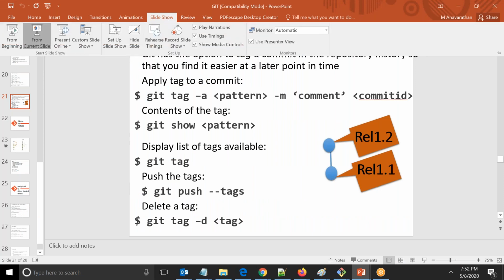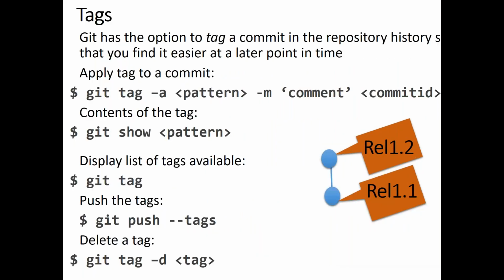Whenever you complete a work, especially when you're trying to give it to QA, we need to apply a tag so that we will know exactly what QA is taking. The same way, whenever we are trying to do a release, at that point of time also we are going to apply a tag. That's how we will be able to get a reference.